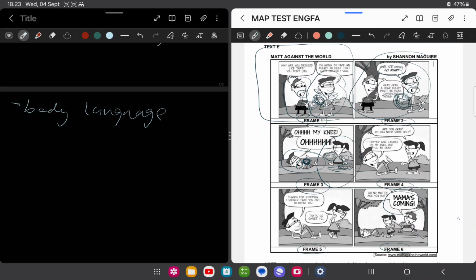go away. Then you also have to know gestures, to be able to interpret gestures in a cartoon. When we talk about gestures, we talk about how people use their hands to show emotions or to emphasize what they are saying. For example, in frame number 2, the son, Matt, says go away, and he also uses his hands to emphasize what he's saying, that the father should go away.